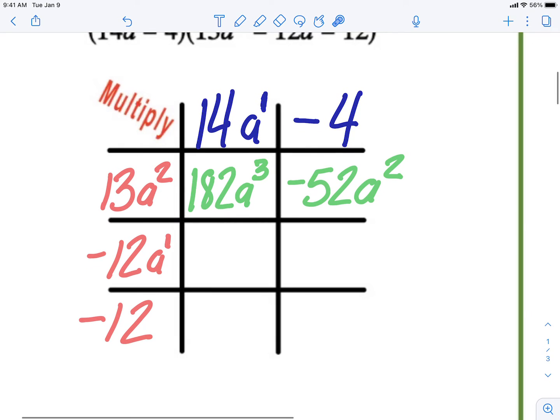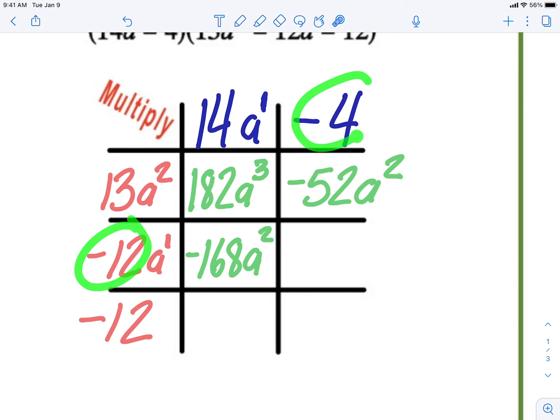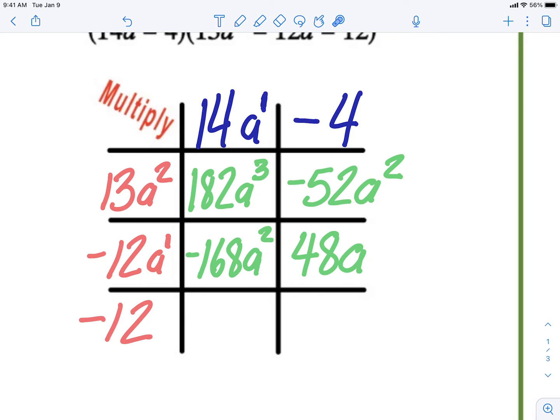Okay? Now we're going to do this one. Negative 12 times 14a, right? So a negative times a positive is a negative, and 12 times 14 is 168. And a times a is a to the power of 2, just like that. All right. Negative 12 times negative 4 is a positive 48, so just 48. And a to the first is just a, because there's no other a here to multiply this a with.